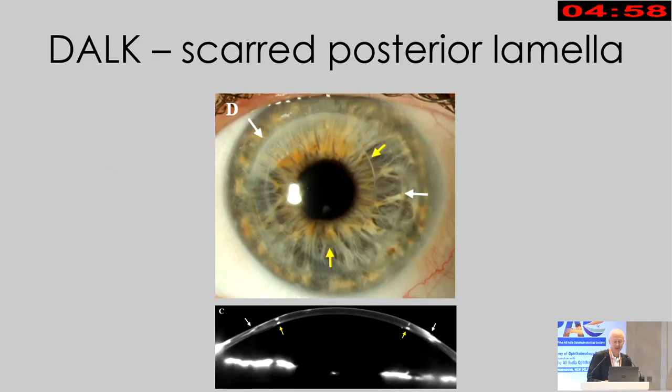So a nice variation. Also useful if you get a bad posterior lamella with a lamellar graft. You can do the ring cut with the excimer laser, peel out the scarred posterior lamella, and drop in a little DMEK or a DSEK there, and that works really well.